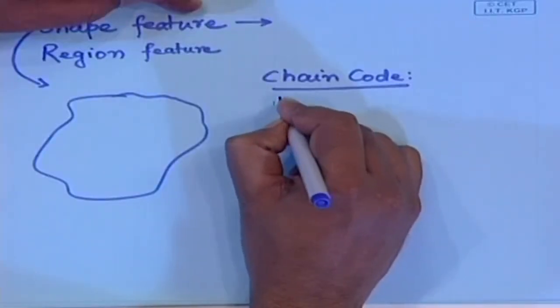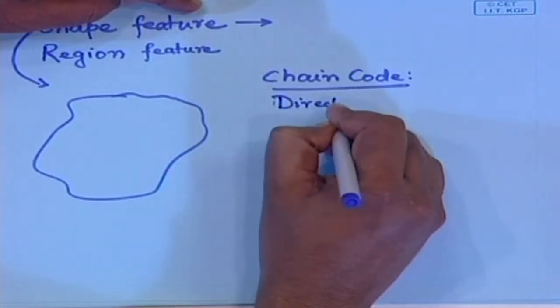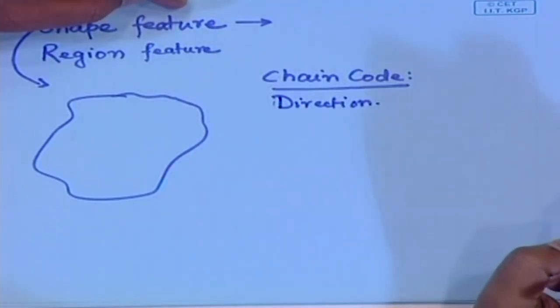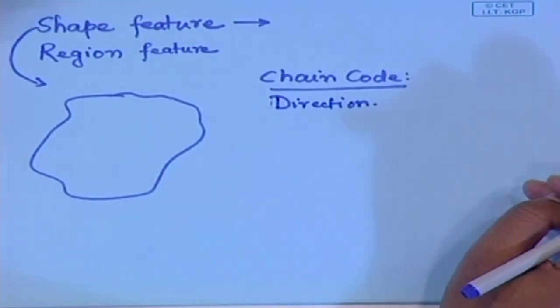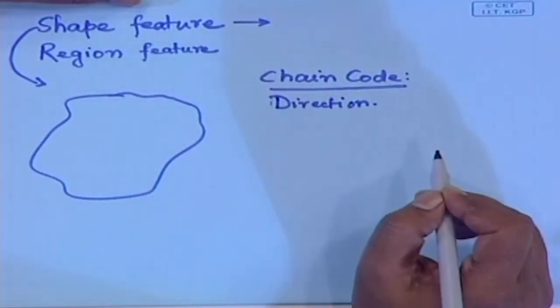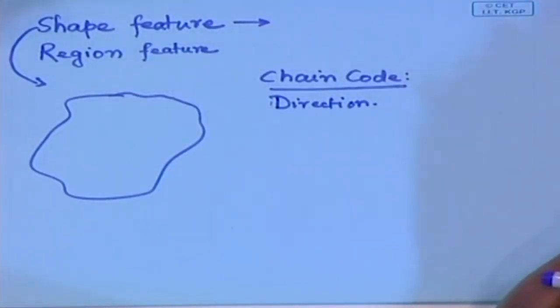So when I say that I have to have linear segments of specified length and specified direction, I have to specify beforehand what the length is and what the direction is. Firstly, let me talk about how to decide the direction. This direction can be specified in either 4 connectivity or 8 connectivity. I hope all of you know what 4 connectivity and 8 connectivity are.